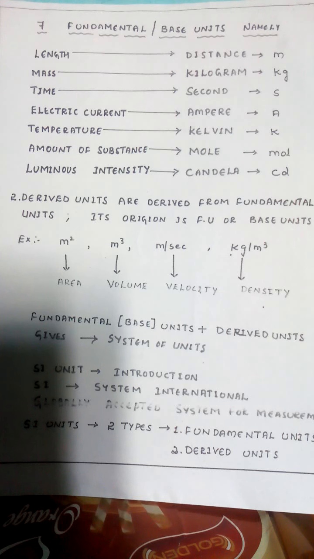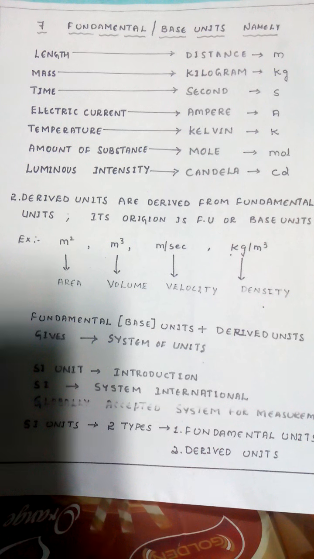So fundamental units and derived units together we will call it a system of units. These completely we will call a system of units. So SI unit, the full form of SI is System International, which means it is a globally accepted system for measurement. Right. SI units are of two types. One is a fundamental unit and one is a derived unit.